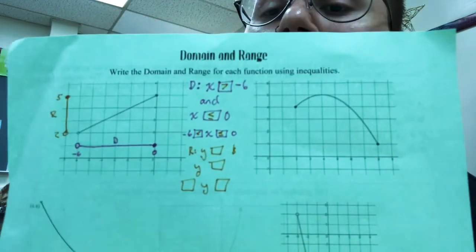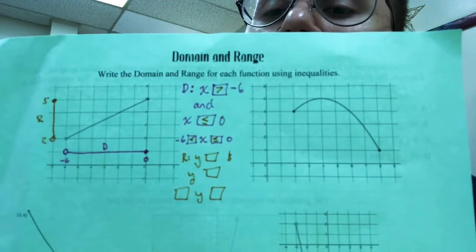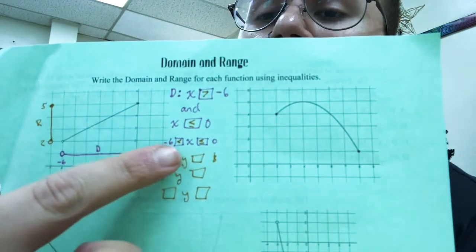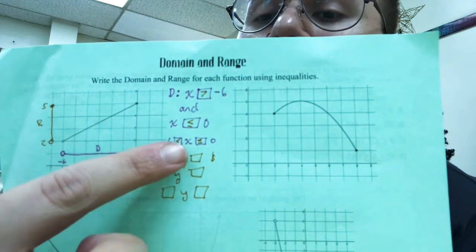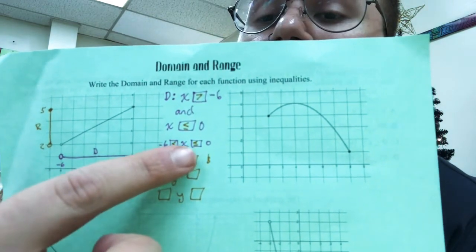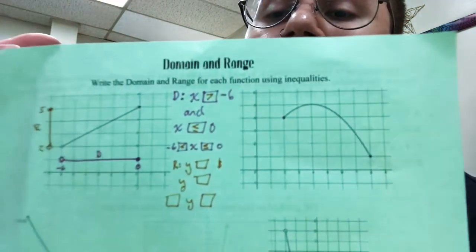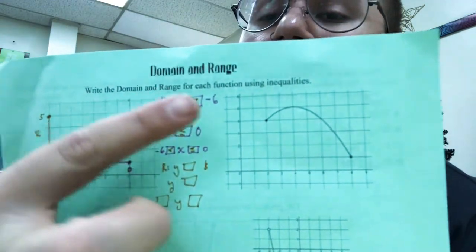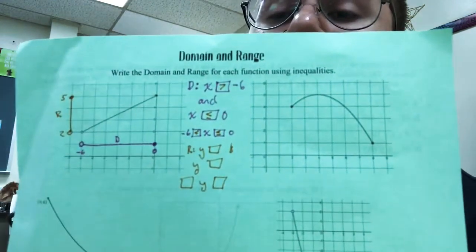I prefer this method, and we will spend more time on this. So what we're saying is x is greater than -6, and x is less than or equal to 0. Or -6 is less than x, and x is less than or equal to 0. Whichever way you read it, that communicates the exact same thing. Those are equivalent statements. I'll fill out the range for you and then show you.